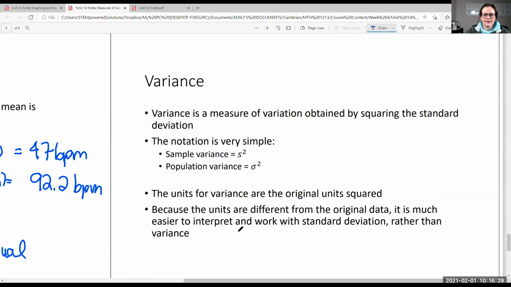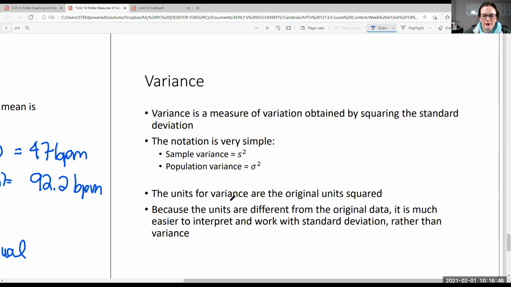Let's go on to variance. Variance is a measure of variation obtained by squaring the standard deviation. The notation is very simple. Sample variance is equal to S squared. Population variance is equal to sigma squared. The units for variance are the original units squared.